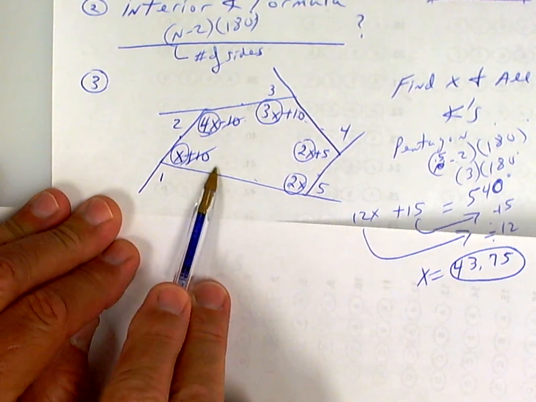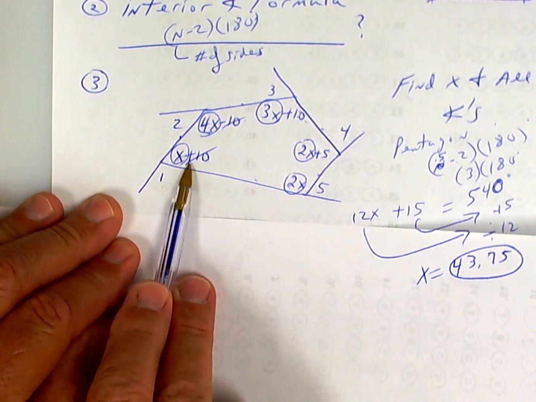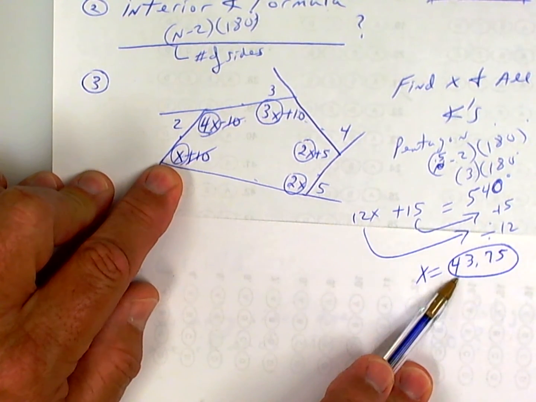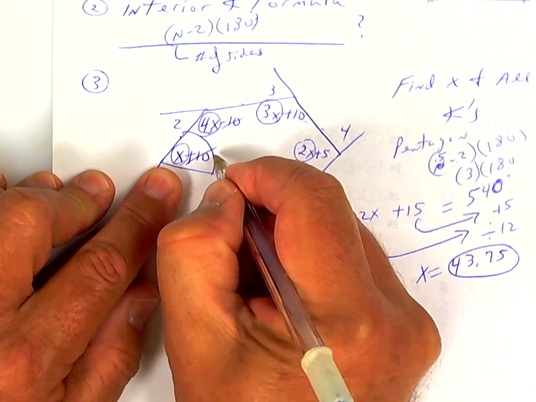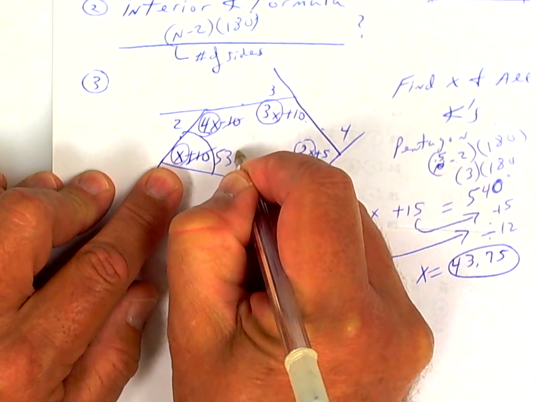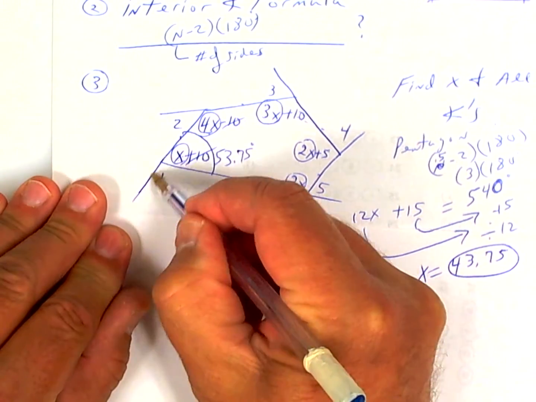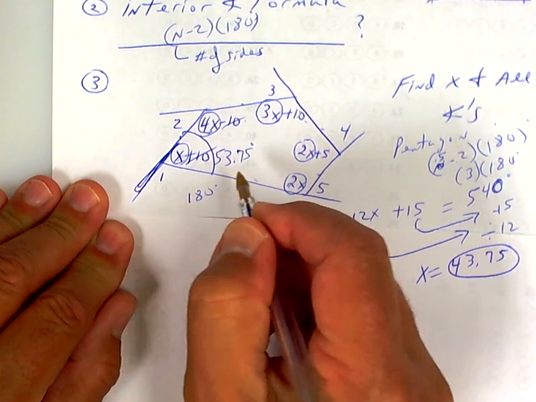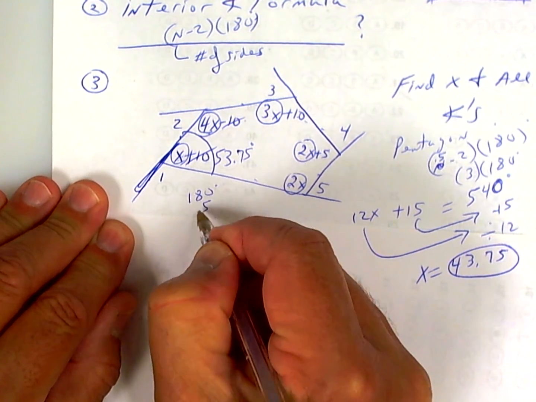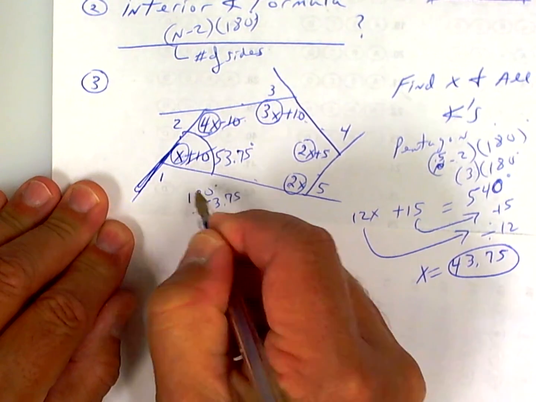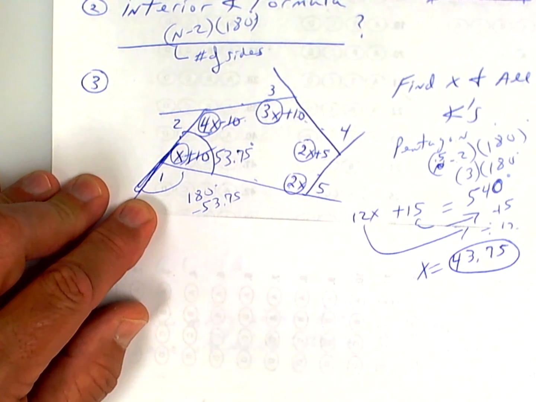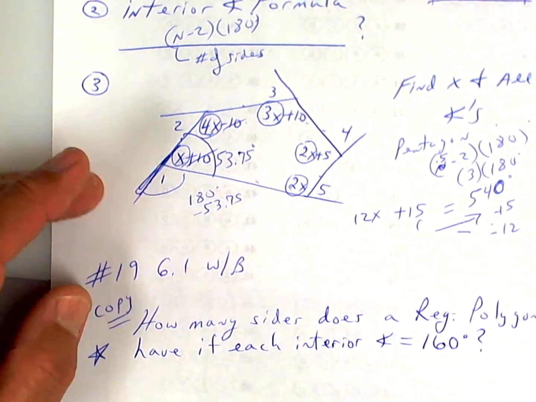So now to figure out the angles, you would plug it in. Like with this one, you would add 10 to this. So this angle would be 53.75. And this line is 180, so you would subtract 180 minus 53.75, and that would give you the exterior. And you'd have to do that for each one of those. Okay, so make sure you understand what to do. All right, let's move on.